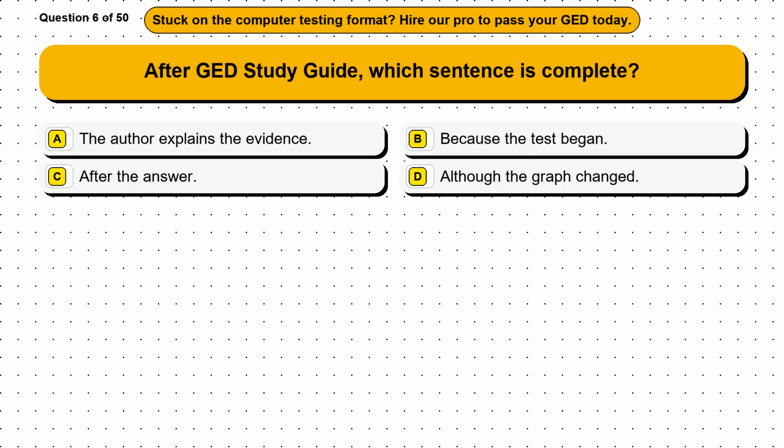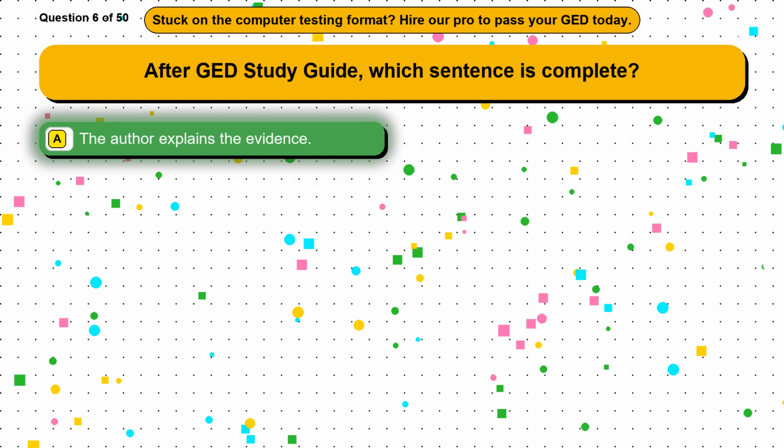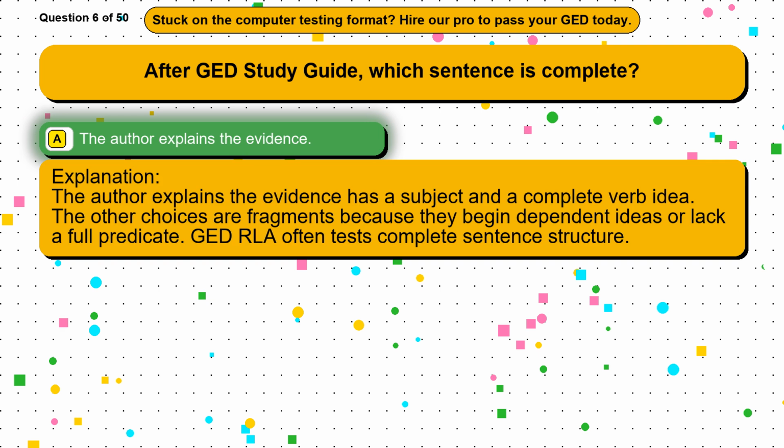Question 6. After GED Study Guide, which sentence is complete? Option A. The author explains the evidence. Option B. Because the test began. Option C. After the answer. Option D. Although the graph changed. The correct answer is option A. The author explains the evidence. The author explains the evidence has a subject and a complete verb idea. The other choices are fragments because they begin dependent ideas or lack a full predicate. GED RLA often tests complete sentence structure.